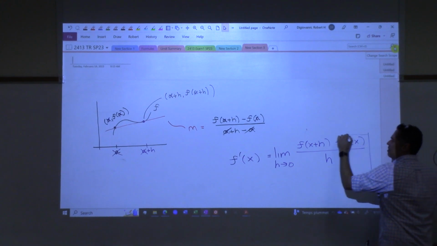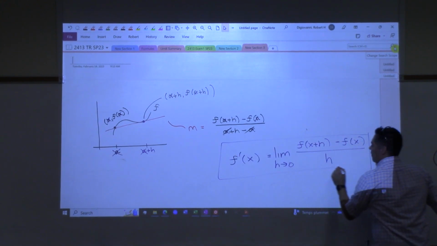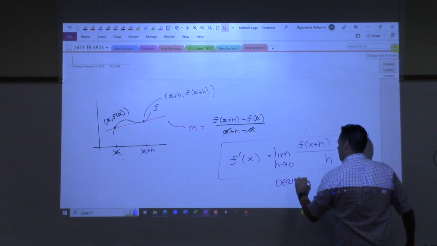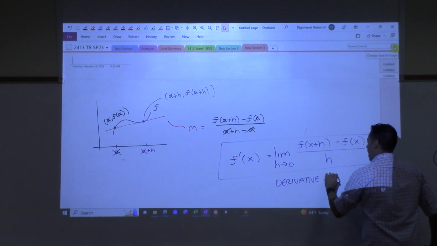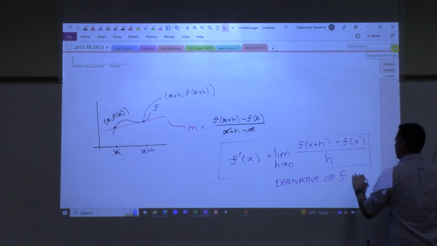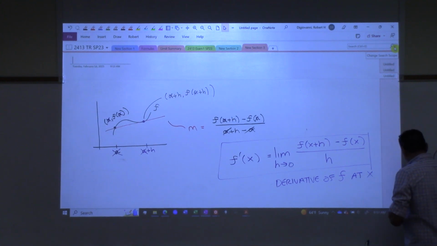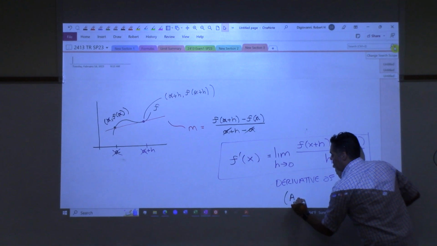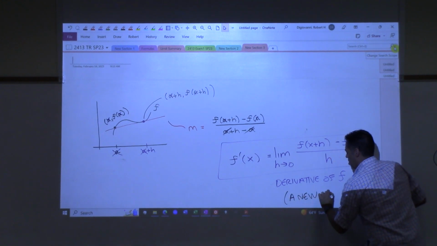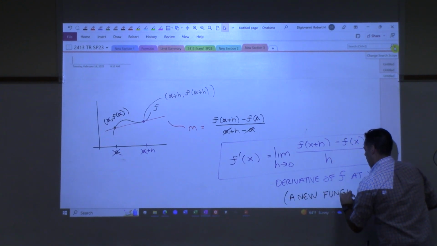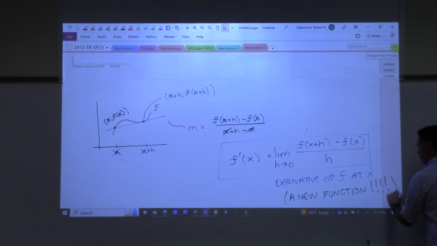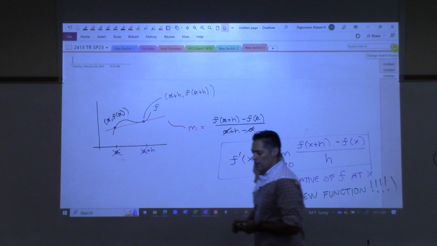And this is the derivative of f at x. But the big takeaway today, like I said, this is a new function. I think 4 exclamation points is sufficient.